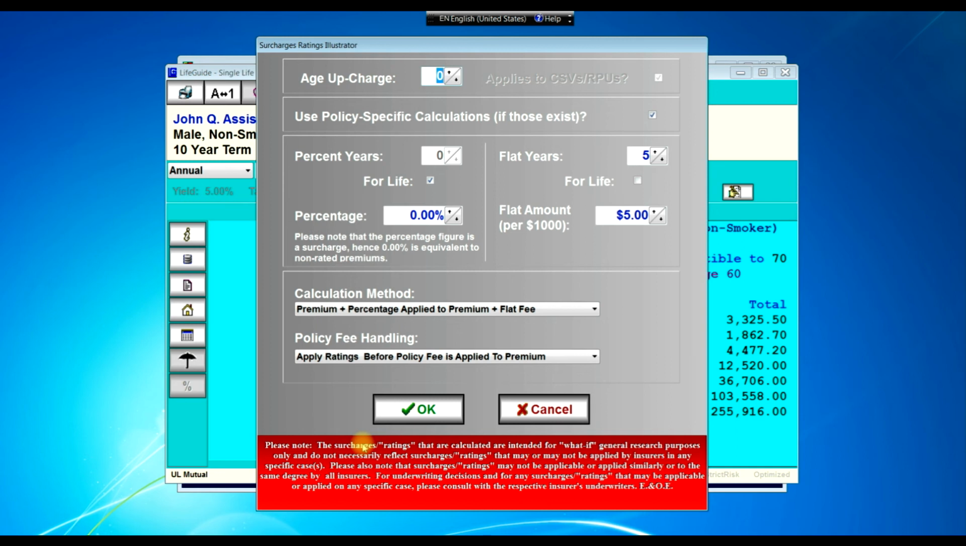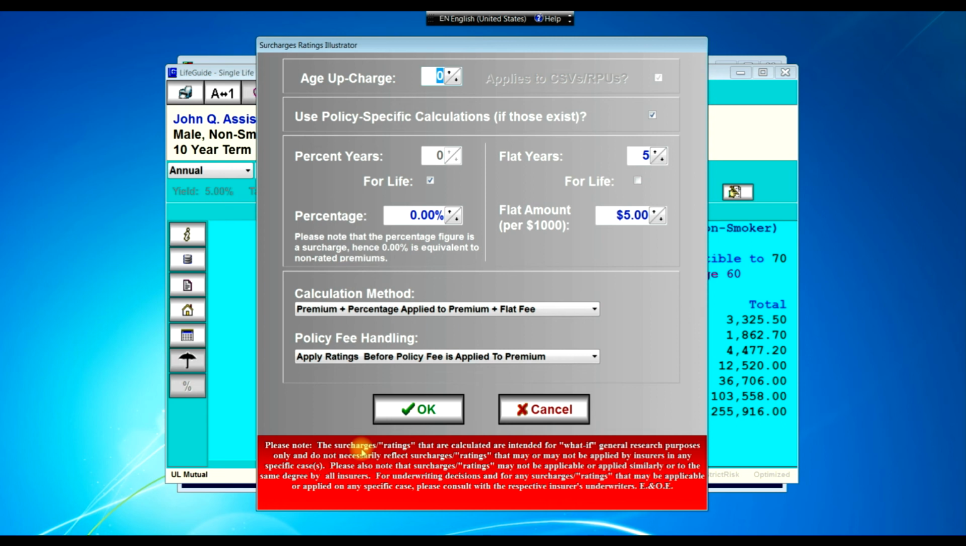It's important to keep in mind that the same applicant will not necessarily have the same rating at every insurance company, or even for all products of the same insurance company. Therefore, it goes without saying that any multiple carrier consideration for ratings is a what if rather than a conclusive what is calculation.